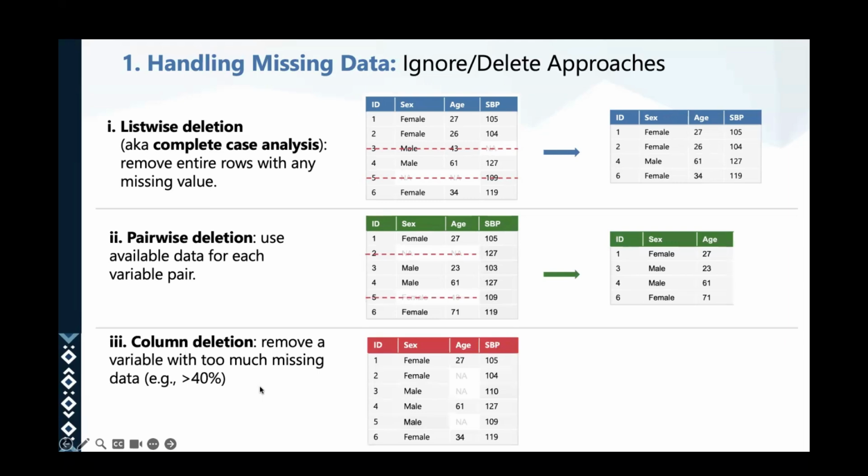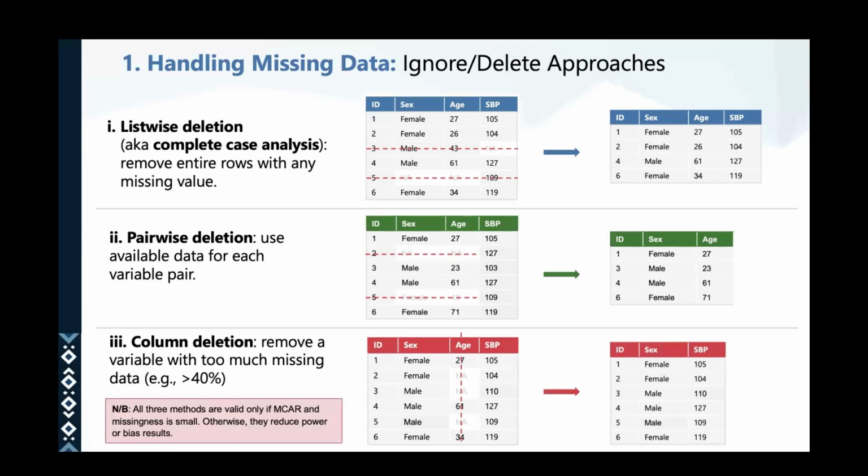In the third category, you could remove the entire column or the entire variable because there is usually too much missingness. Some people suggest that if you have more than 40% of data missing in a variable, you could just exclude that variable. But take note that you have to be very careful because that might be very critical data. In that case, you have to consider other ways that you could handle it.